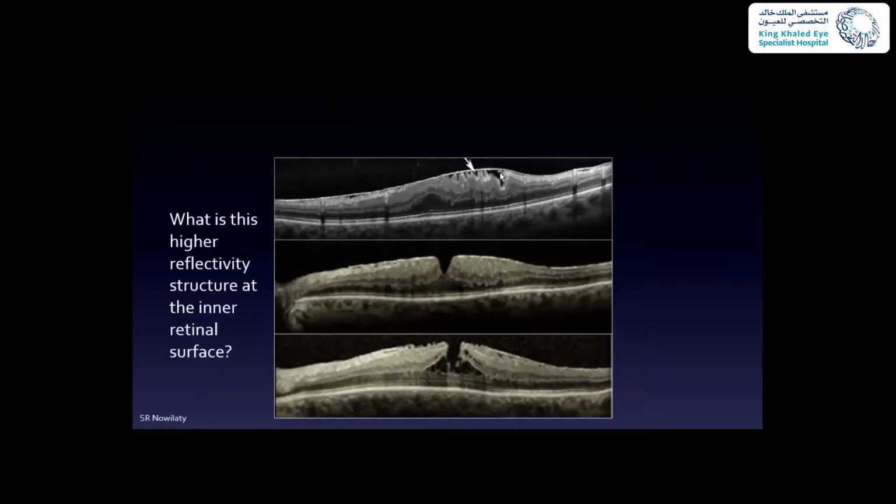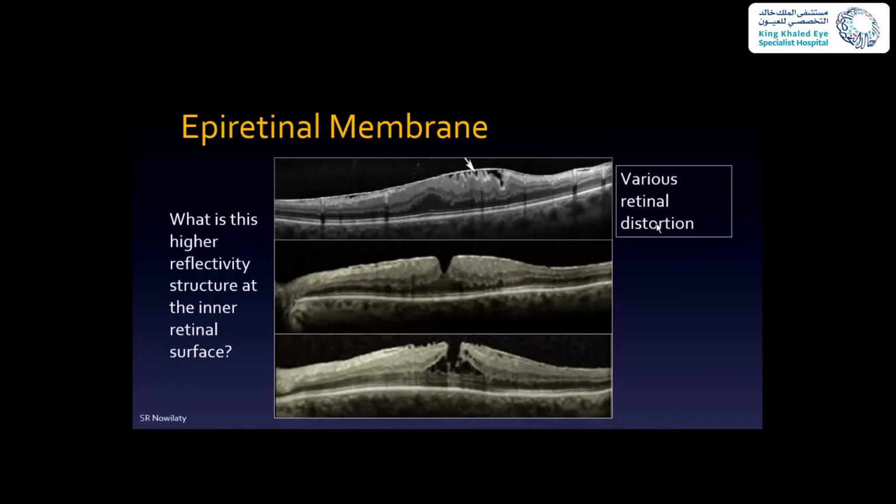Now, what is this hyperreflective structure at the inner retinal surface? I'm sure that most of you know this. This is what we call an epiretinal membrane, which is a glial proliferation on top of the retina, coming from the Muller cells, basically, that's laying down collagen on top of the retina and sometimes causes wrinkling of the retina, what we call macular pucker. And now the wrinkling can happen like this, can distort the retina.